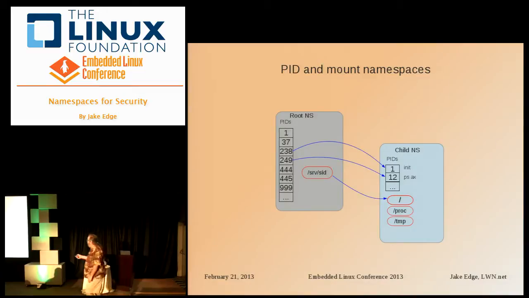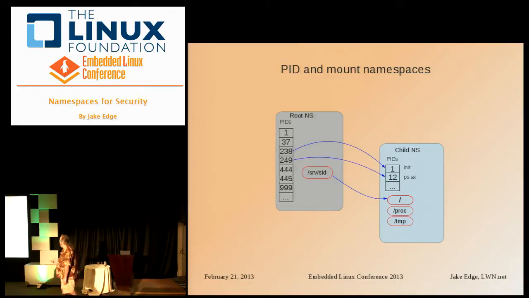And so when we did that, the new process that was created was 238 in the root namespace, and that became 1, i.e. init, in the child namespace. And then sometime later, somebody did a ps ax in the child namespace, which was PID 12 there, which corresponds to PID 249 in the root namespace. So those processes are the same, but inside the child, if you referred to PID 249, you would get nowhere because that PID doesn't exist. You would have to refer to PID 12 or PID 1.